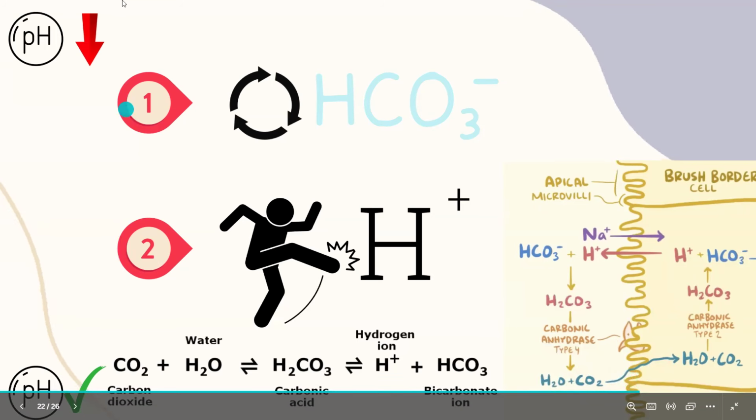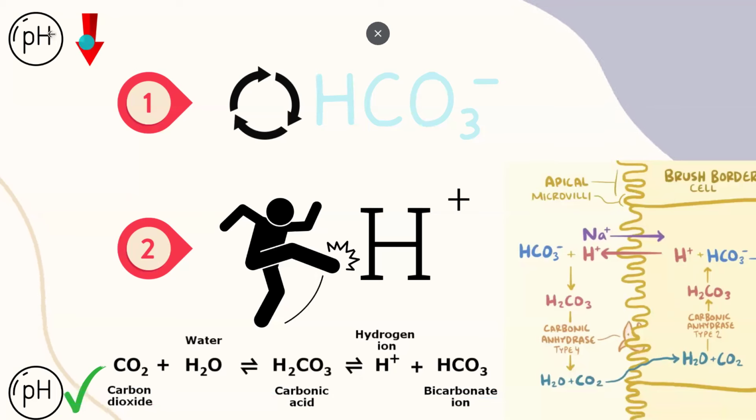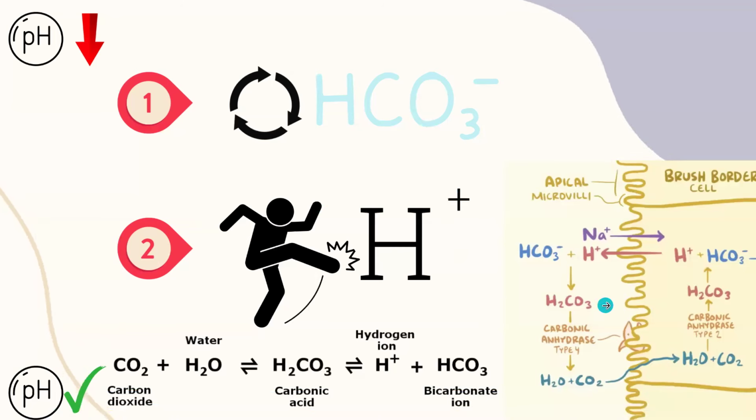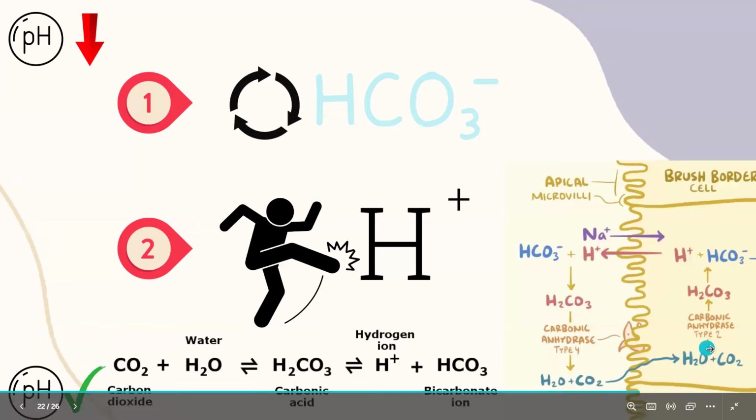All right. And so that's how we made a low pH go back to normal: by reabsorbing more bicarbonate, by kicking out the hydrogen, and through an indirect way, increasing CO2 and increasing bicarbonate.